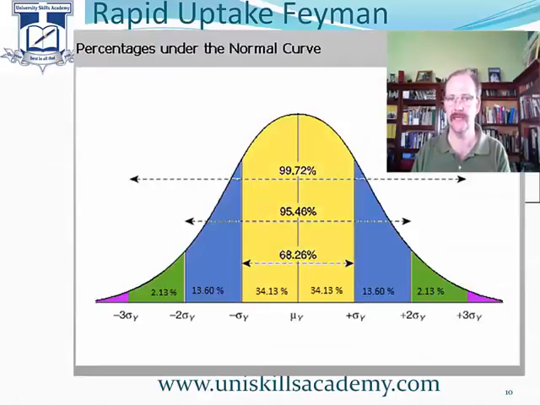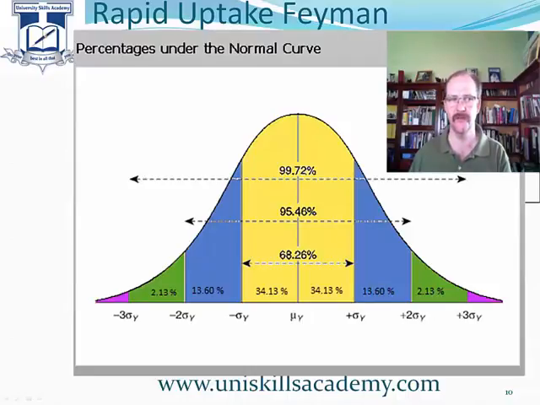Okay. 68% falls within the yellow. This is plus or minus one standard deviation of the mean. 95% falls within the yellow and the blue. That's plus or minus two standard deviations from the mean. 99.7% of the observations fall within the combination of the green, blue, and yellow, plus or minus three standard deviations of the mean.